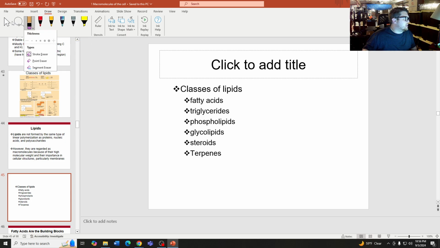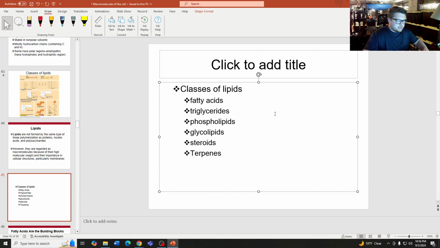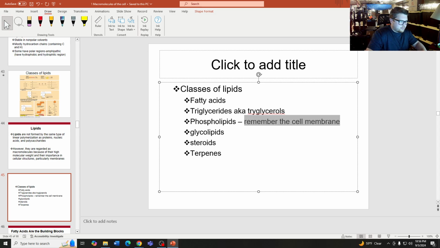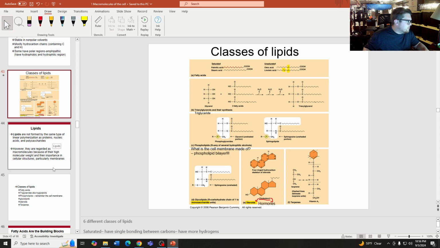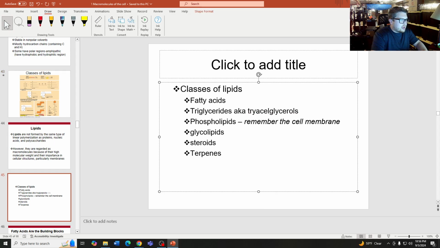So here are those different classes of lipids. We have the fatty acids, the triglycerides, aka triacylglycerols, the phospholipids, remember the cell membrane, glycolipids, sugar plus fat, steroids, cholesterol and hormones.